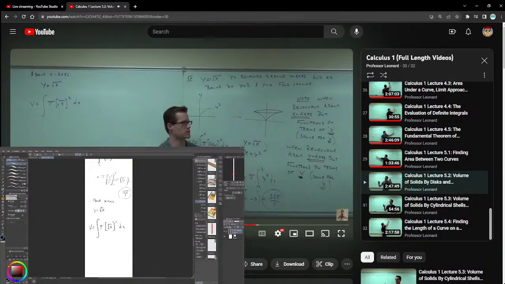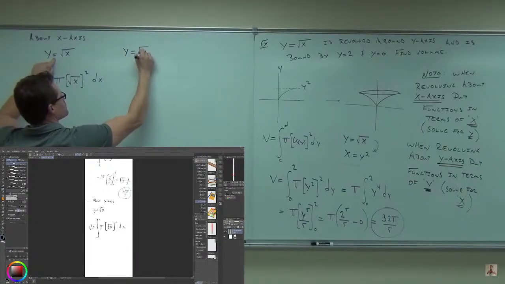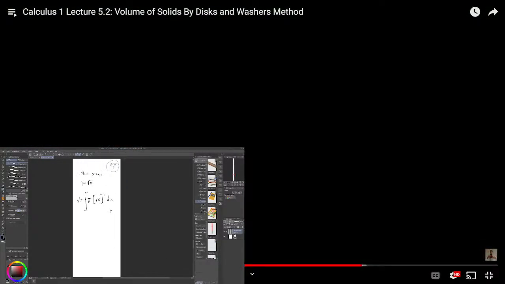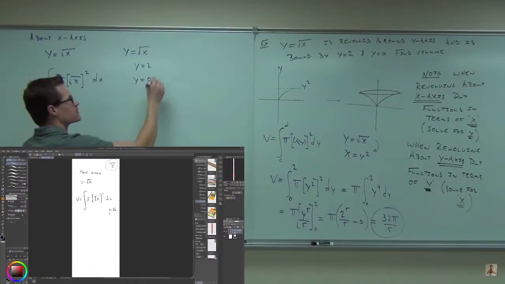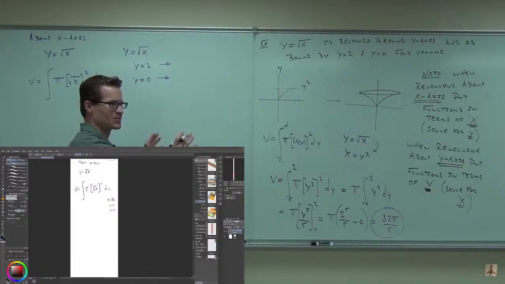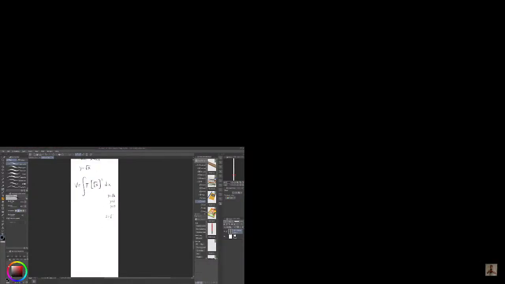We'll plug them into x. What are you plugging them into? If y equals the square root of x, and you know y is 2 and y is 0, can you figure out the x's? Doesn't this look similar to a u substitution when you're changing bounds? Yeah, very similar idea. So this says plug in 2 for y. 2 equals square root of x. 0 equals square root of x. Square both sides, x equals 4, and x equals 0. You follow me on that?